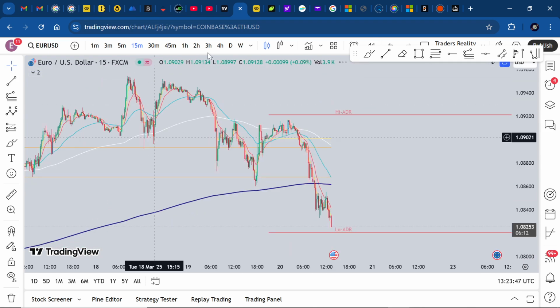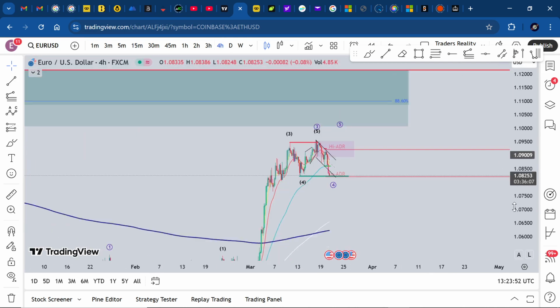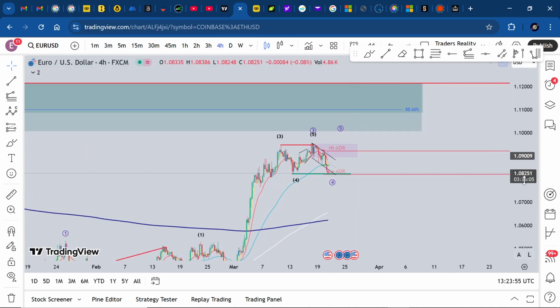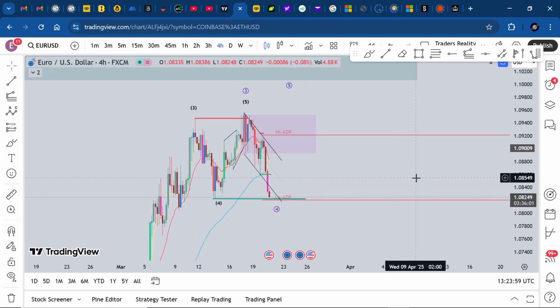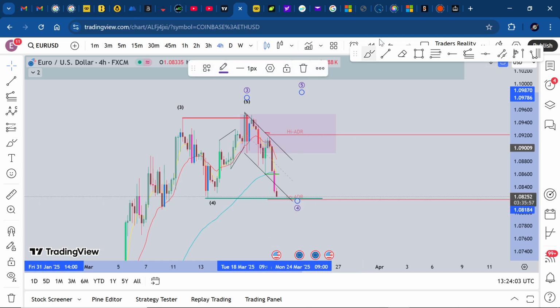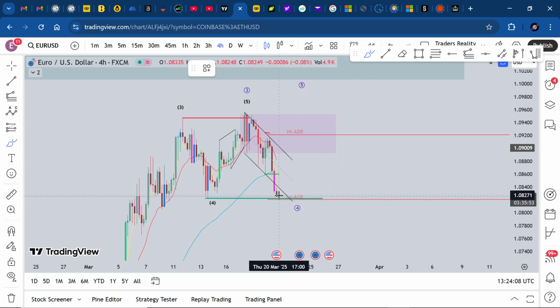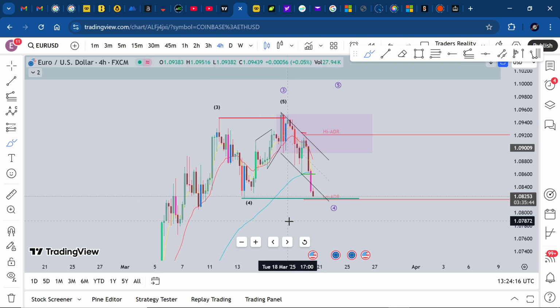EURUSD. We're here. Now we can manipulate that low and continue higher. We could leave the low alone, continue higher. But should we displace? Should we do something like this? Or something like this? I'm going to stay out of the market, and I'll update you when I see another opportunity arise.